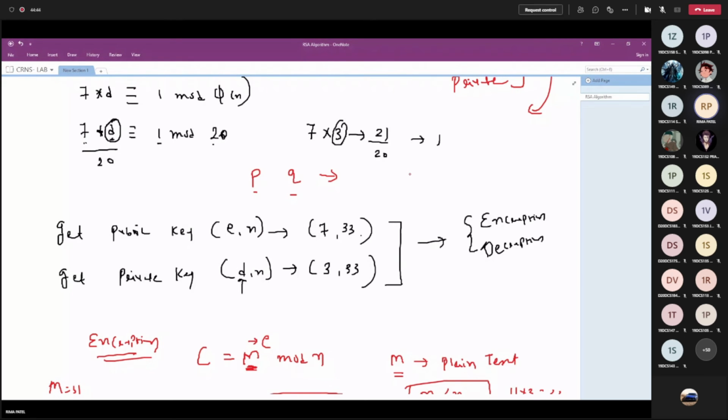Okay, then what will you do? You know the public key E, then you'll try to get the value of D. Once you are successful in getting the value of D, then you'll be able to get the plain text also. But the very first thing is what? Assuming the algorithm.